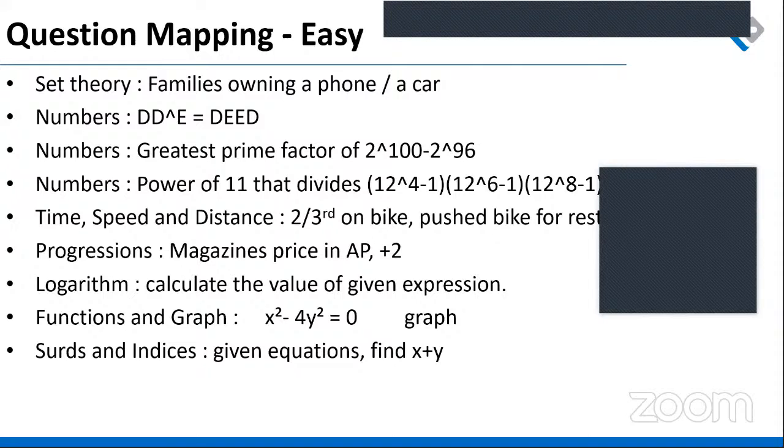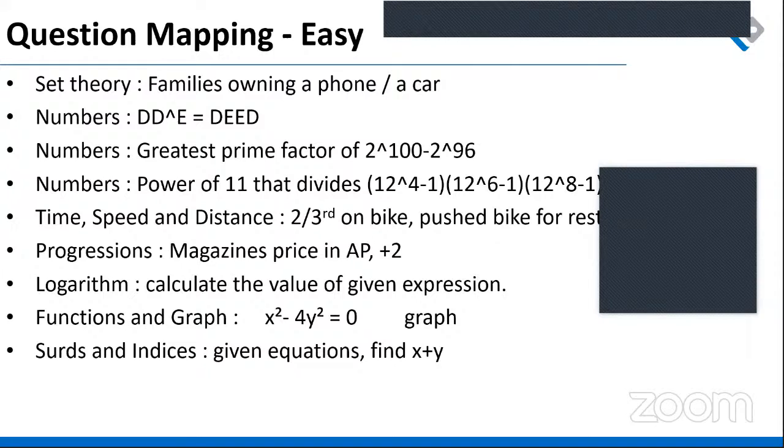One easy question was of functions and graphs. Easy, but of course, a little tricky because of the square. An equation is given, x square minus 4y square is 0, and you are supposed to identify the graph. The only thing is, maybe you will jump to a wrong conclusion because of the square term. Otherwise, very easy.